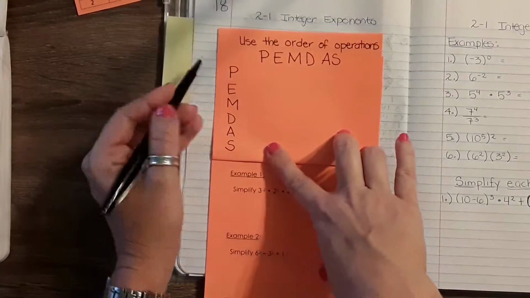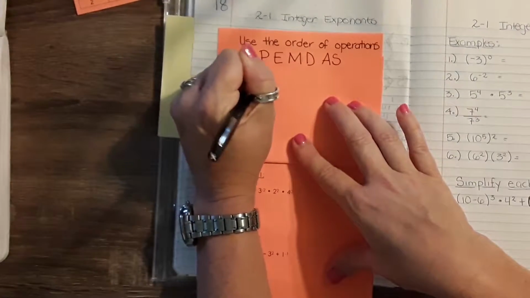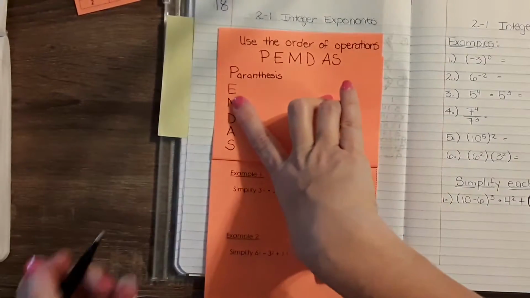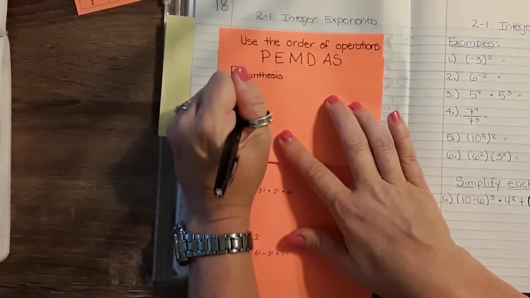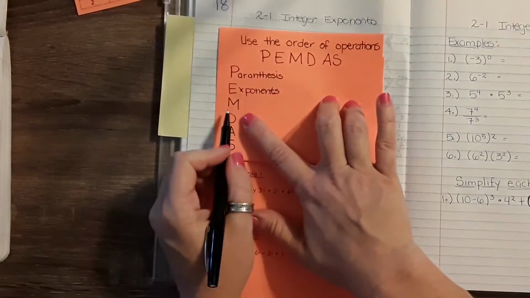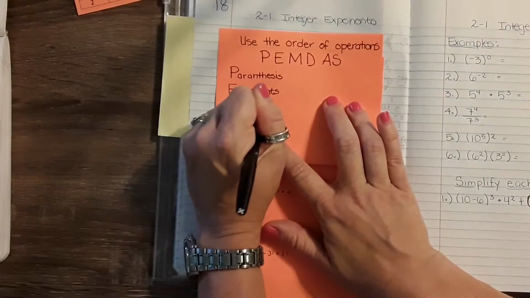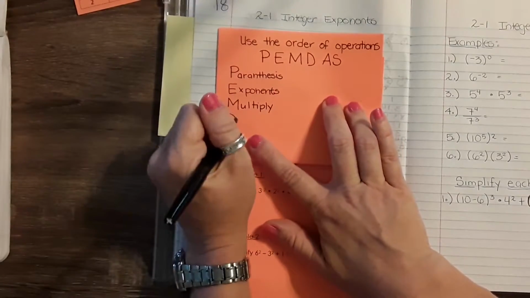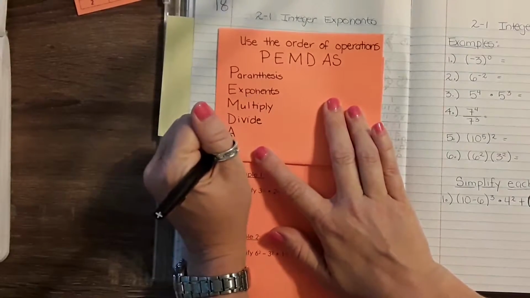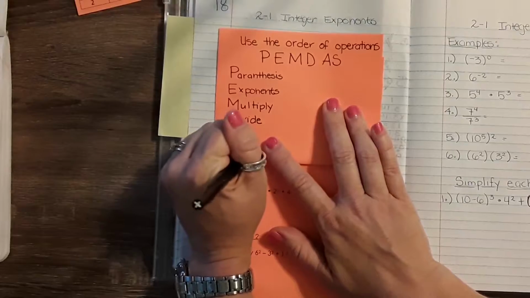So with the P for please, it's parentheses. Okay, excuse is our exponents, and this is the order that you need to solve. Then the next one, the M, is going to be your multiply. D is divide. A is add. And S, subtract.